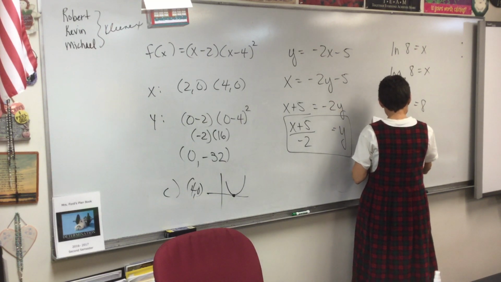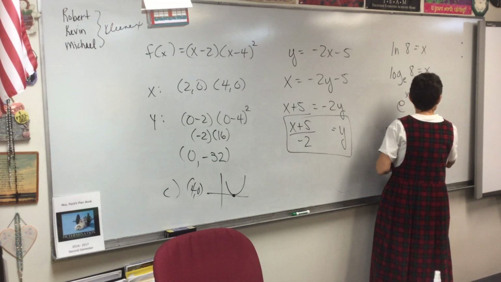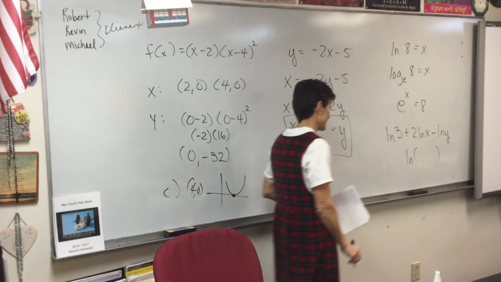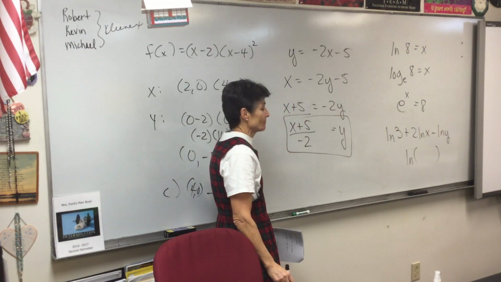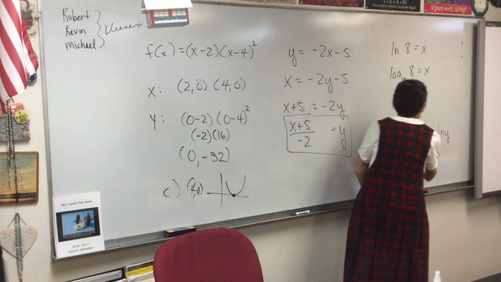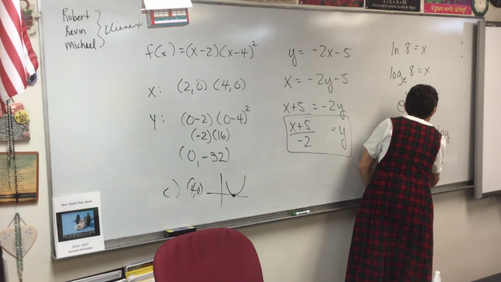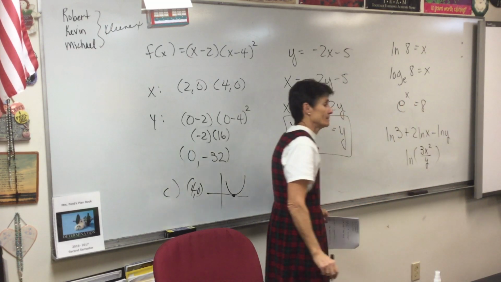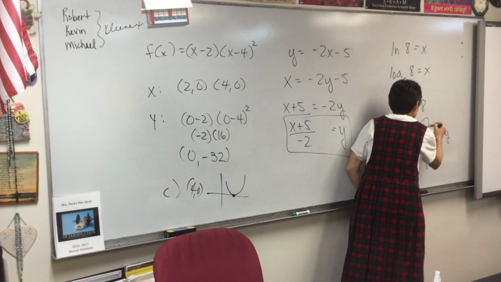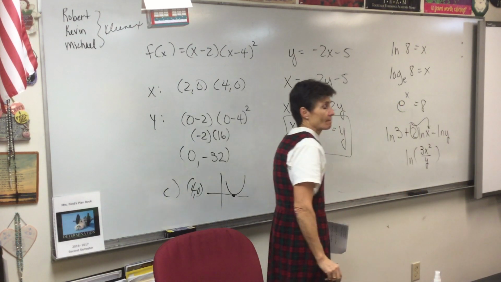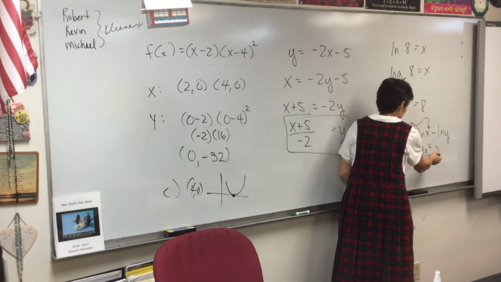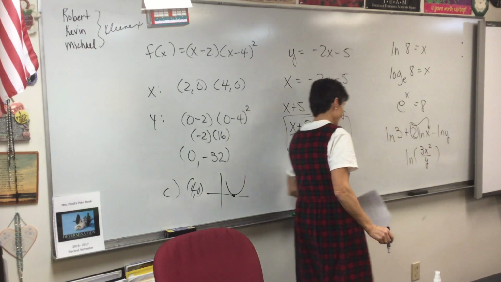ln 3 plus 2 ln x minus ln y. Write as one logarithm. So in other words, ln something. What's going to go in that parentheses? 3x squared over y. She's exactly right. Because this number represents an exponent, a plus tells me I'm going to multiply, and a minus tells me I'm going to divide.